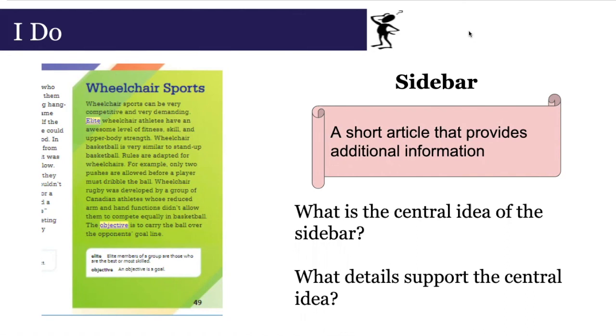I'm going to put a box around the topic of this sidebar, which is wheelchair sports. And I'm also going to underline the rest of the sentence: can be very competitive and demanding. This sidebar is going to focus on the sport, while the main text is focused on the wheelchair. For example, I heard about wheelchair basketball and wheelchair rugby. The sidebar explains the 2 examples and provides me information with both.